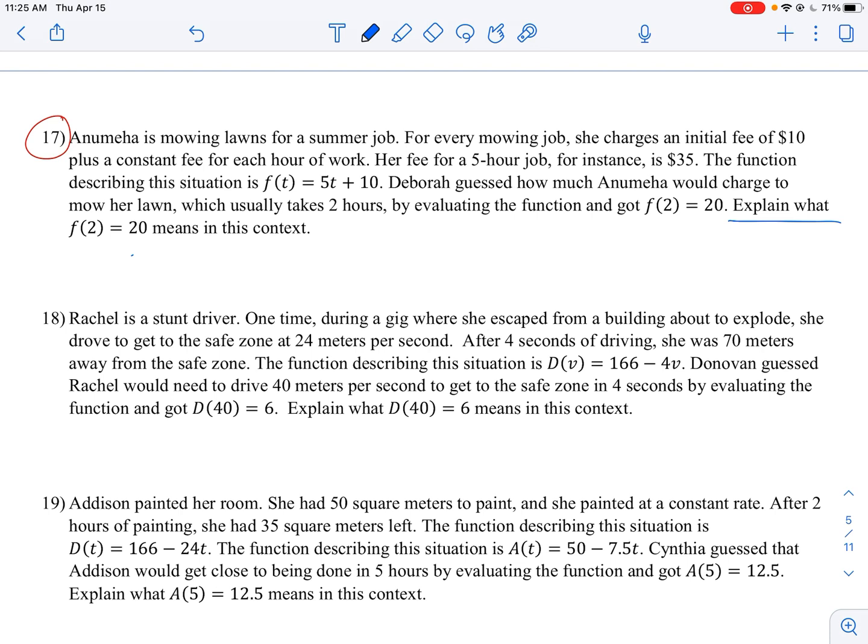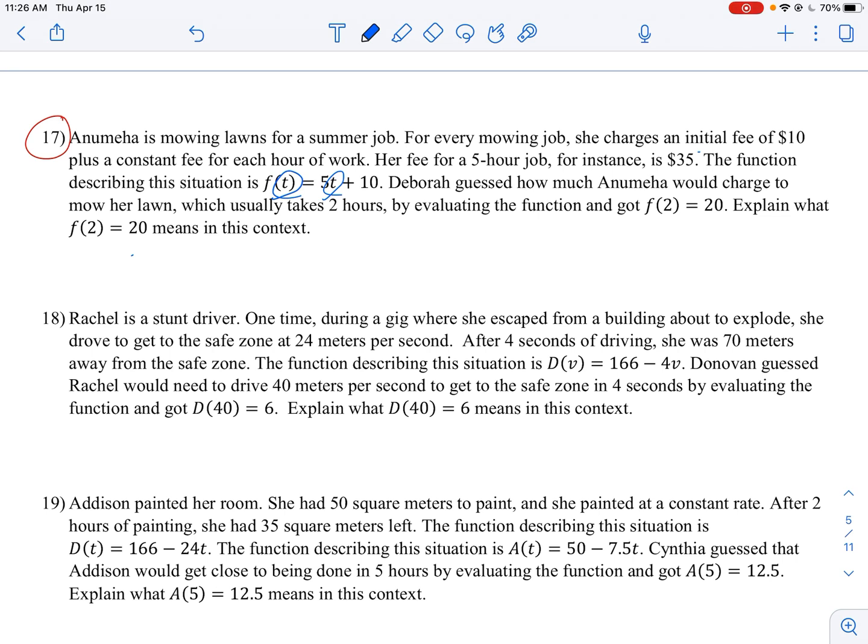All right, what you need to do is explain what f of 2 equals 20 means in this context. You need to understand what this 2 means, and the equation gives you a hint here. f of t gives you an idea. You're going to do 5 times whatever this value is and then add 10. The 10 is the initial fee. This part is just what it costs to come over to your house to mow your lawn, like a transportation fee. And then the 5 times t is going to be 5 times how long it took to mow.